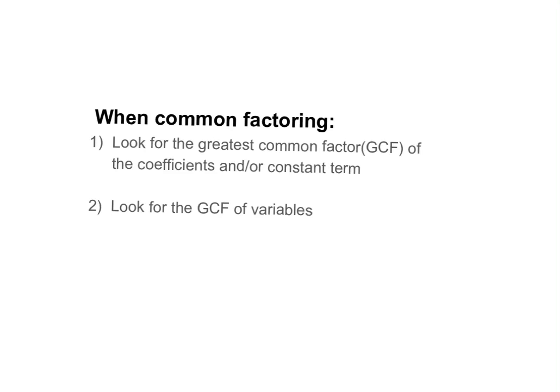So here are some steps for common factoring. Our first step is to look for the greatest common factor of the coefficients and the constant term. By constant term, we mean a term that just has a number, no variables in it. 3 would be a constant term, for instance. And then we also look for a greatest common factor of the variables. So if there is an x squared and an x cubed and an x to the 4, we would look for the lowest of those 3. Once we do that, we take our greatest common factor, put it outside of the brackets, and then divide everything to fill in the brackets.